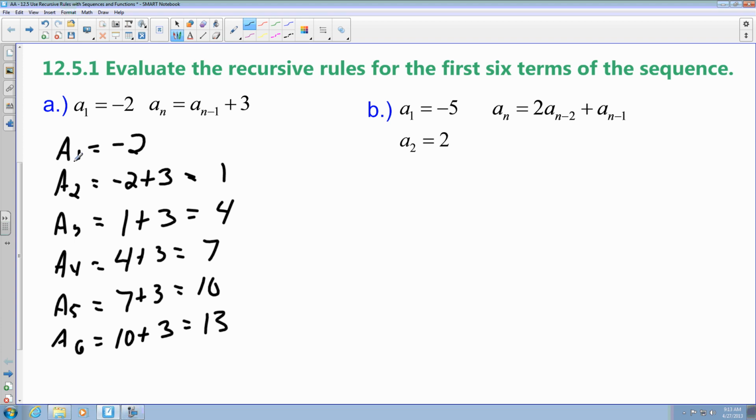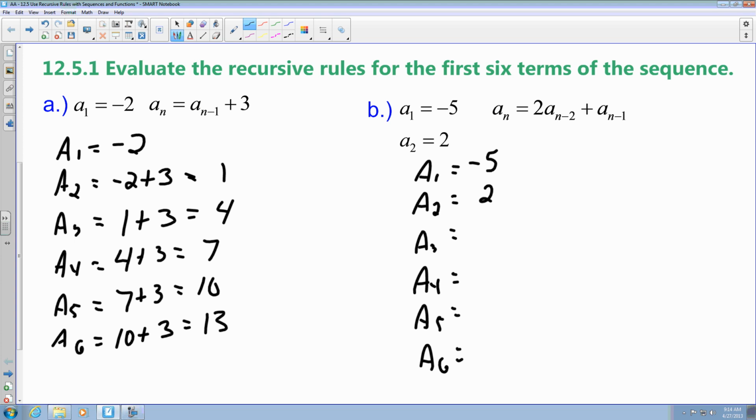So for B, again, we want to find the first 6 terms. So a sub 1, a sub 2, a sub 3, a sub 4, a sub 5, and a sub 6. They give us the first 2, so it's going to be -5 here, and it's going to be 2 here. And then a sub n is dictated by 2 times the value 2 places preceding it, and then adding the value that was prior. So if I go to a sub 3 here, it's 2 times a sub n minus 2. Well, if n is 3, 3 minus 2 is 1, so it's going to be multiplied by the -5, plus a sub n minus 1, which just gives me a sub 2, which is 2.